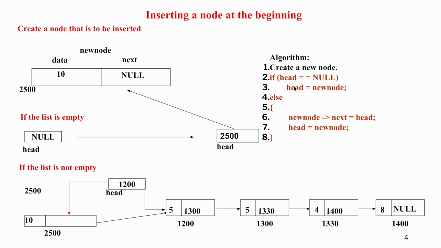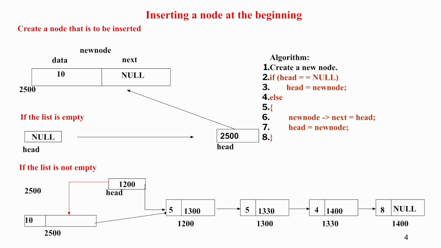So this is the algorithm. If the head is null, then head equals new node itself, that is we simply point the head to the new node, which means that the new node is the first node of the list, that is the list was empty, and then we have created the first node of the list. Else, if head is not equal to null, that is list already has nodes, then the next part of the new node must be equal to head, which means that the next part must point to the first node, and then head equals new node, which will make our new node the first node of the linked list, which means that we have inserted the new node at the beginning of the linked list.